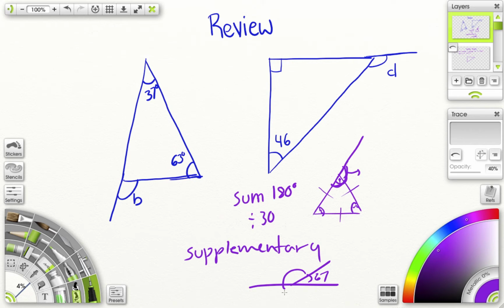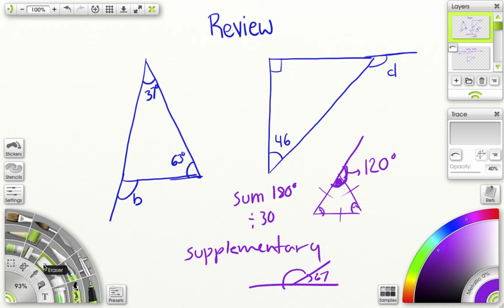So 180 degrees, that means if this is 60 degrees right here, 60 degrees plus this must add up to 180. So if I take 180 minus 60 degrees for that interior angle, therefore the exterior angle is 120 degrees.